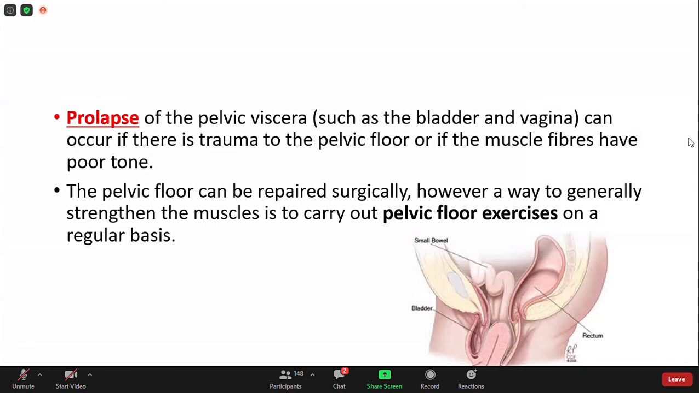With prolapse, basically, the pelvic viscera, like the vagina or the bladder, can be affected when trauma happens to this muscle, and then the structure is prolapsed. The structure falls down from its space. This can be repaired surgically if it's a major problem, or sometimes they give them some exercise in order for them to support the structure again. Okay.